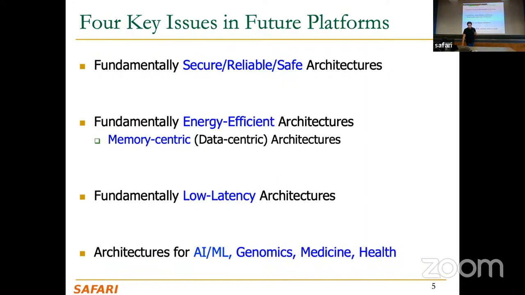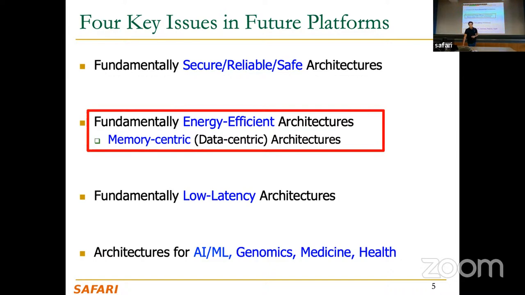Remember that these are the four key issues that our group focuses on in research, trying to improve architectures from the security, reliability, and safety perspective, but also energy efficiency, and also higher performance, low latency, higher throughput, and specialized architectures. This lecture today and these two lectures this week are mainly focused on making computer architectures more energy efficient, and the solution, or one way of doing it at least, is to make computing systems more memory-centric or more data-centric.